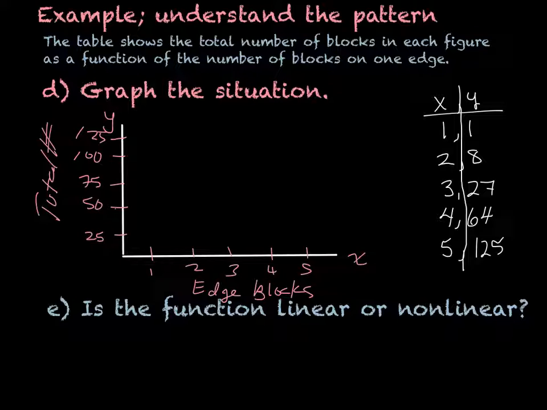So 1, 1, that's going to be right there. We're just barely above. 2, 8, up a little bit higher. And then we have 3, 27, just a little above 25 there. And then we have 4, 64, jump up a little bit more, about halfway in between there. And then 5, 125, coming all the way up here.